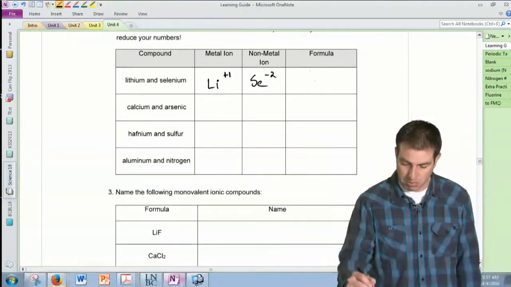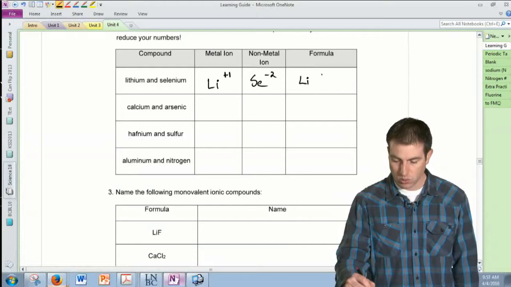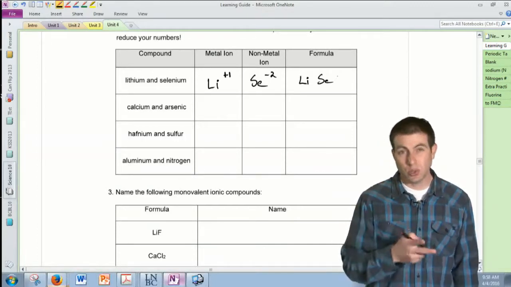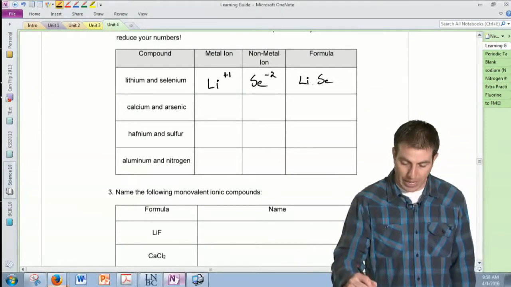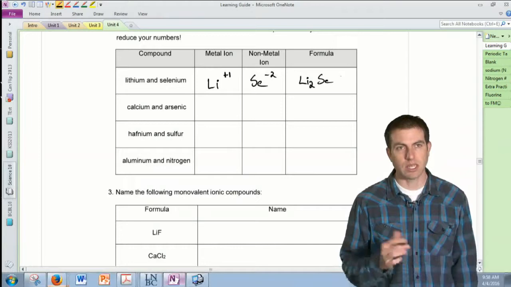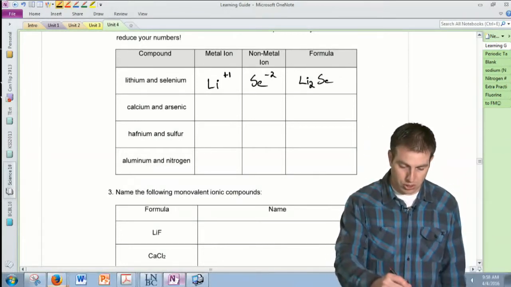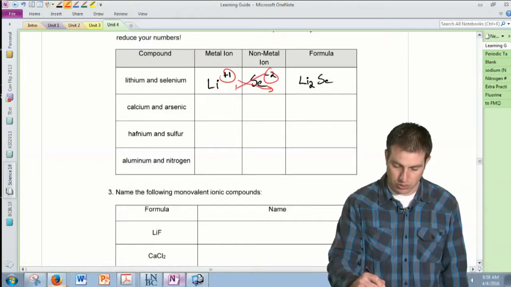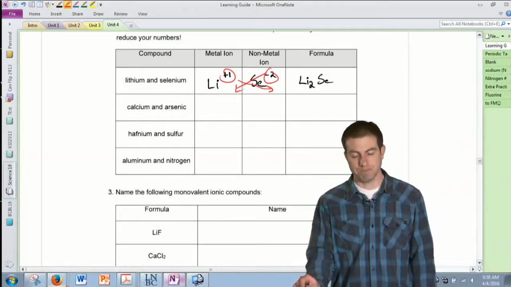Or if you want to just think about balancing, well, lithium only has a charge of +1, whereas selenium has a charge of -2. So I need 2 lithiums, each being a charge of +1, to balance out the selenium that has a charge of -2. And if you think about crossing the charges, the 1 is going down next to the selenium, and the 2 is coming down next to lithium. So Li2Se is what you're doing.